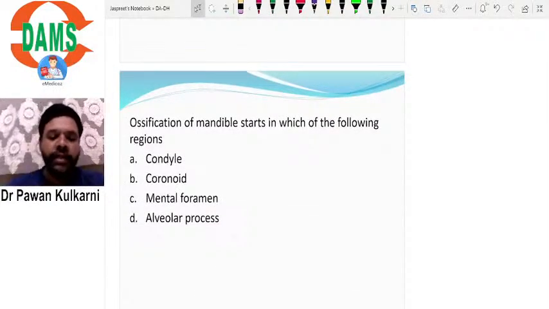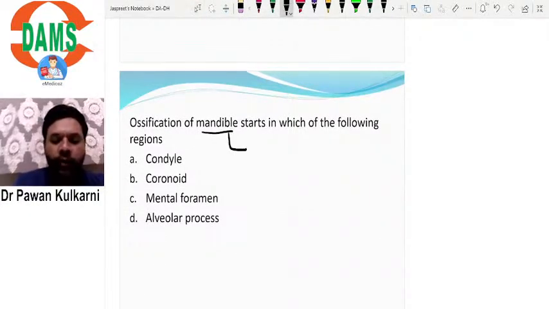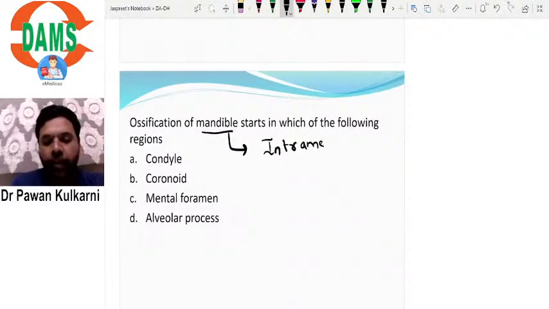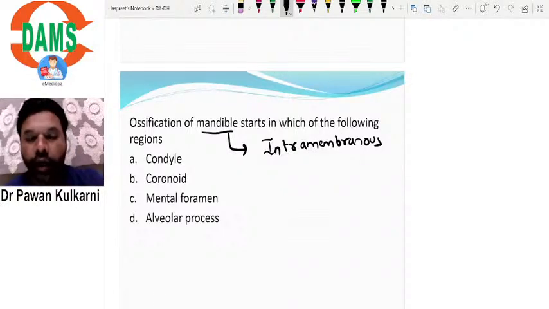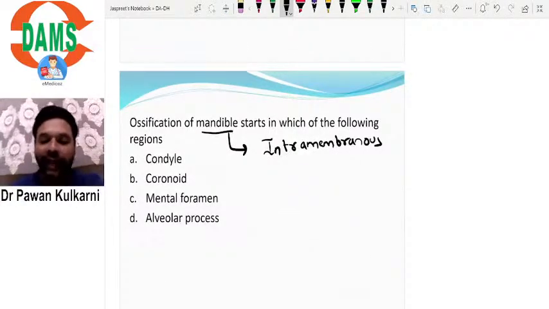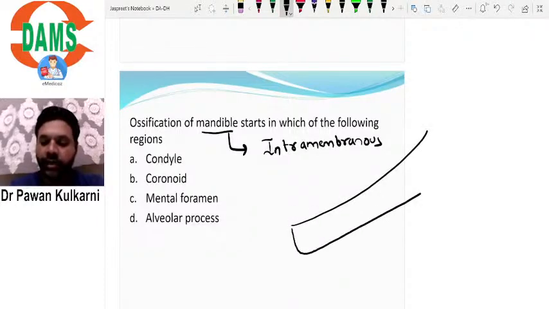Ossification of mandible starts in which of the following regions? We should understand that the mandible is a bone which forms by the intramembranous way. The majority of the mandible bone occurs by intramembranous ossification. There is something called Meckel's cartilage, and this Meckel's cartilage is related to the nerve.